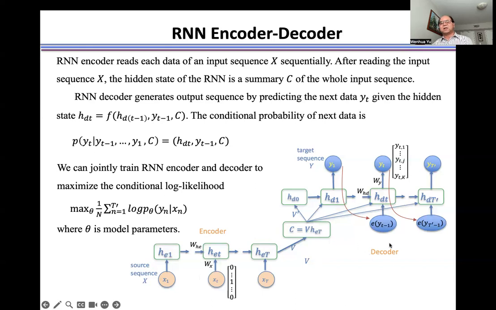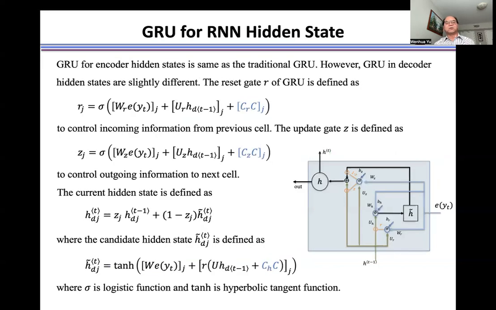However, in the decoder, because we have the previous output as the current input, and we have this context vector as an input, it is different from the regular RNN model. So when we use the GRU in this hidden state in the decoder, we need to modify the update equations. Let's see more details.